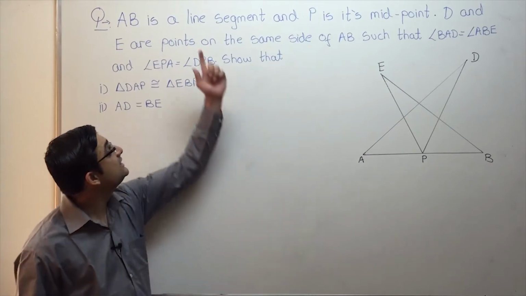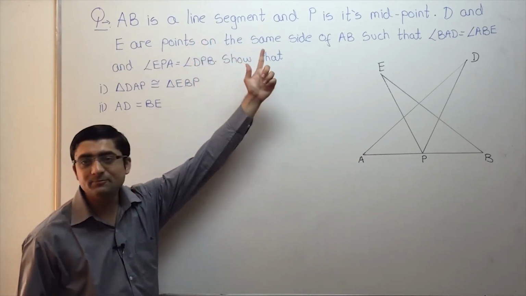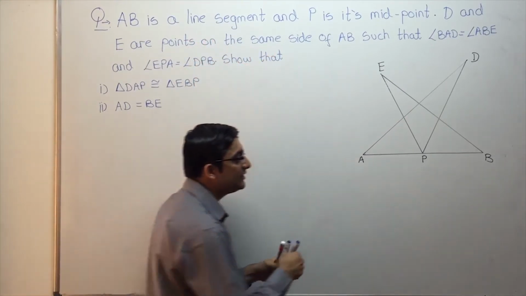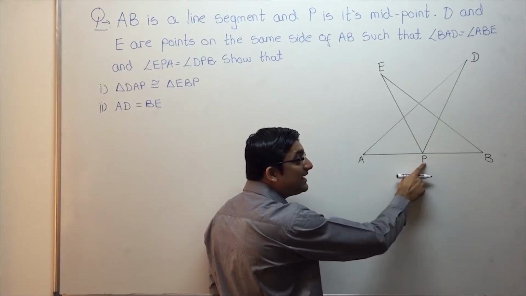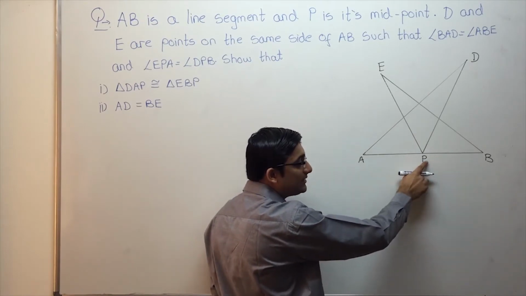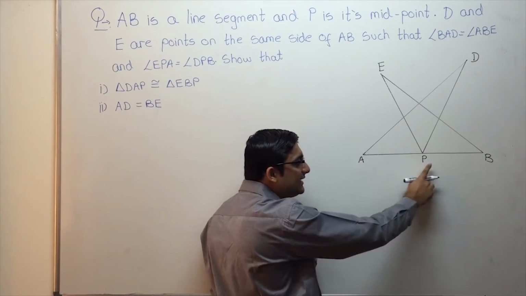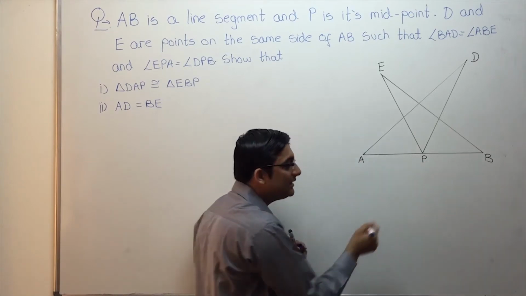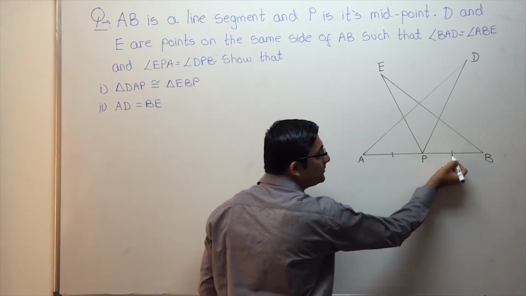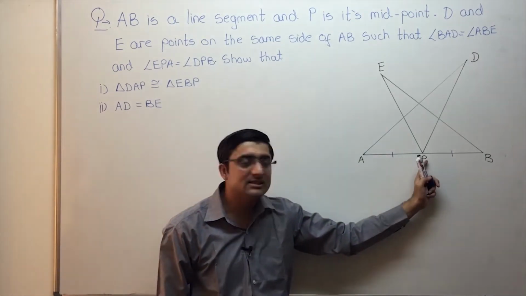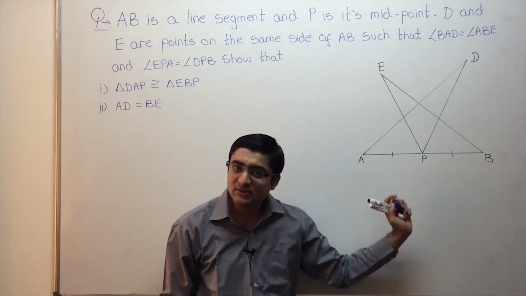So let's read the question. AB is a line segment and P is its midpoint. So look at the figure. Here AB is a line segment and P is the midpoint of AB. That means the distance of P from A is the same as the distance of P from B. That means AP is equal to PB, right? I repeat, P is the midpoint of AB. That means AP is equal to PB.